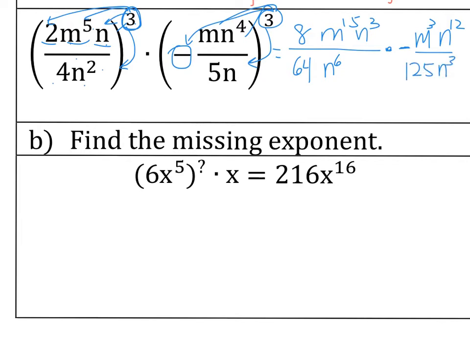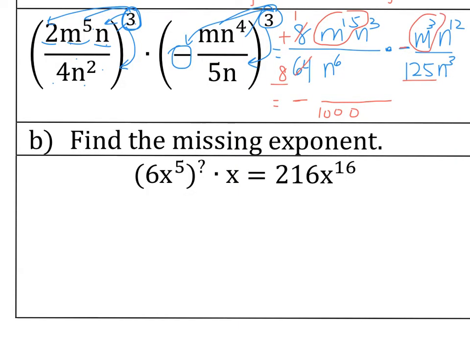And then now we can simplify. First of all, I'm going to take care of my signs. Positive, negative, negative. Simplify 8 with 64. I'm done with the numbers, and I can multiply 8 and 125 to get 1,000 in my denominator. Okay, now I'm going to deal with the variables.